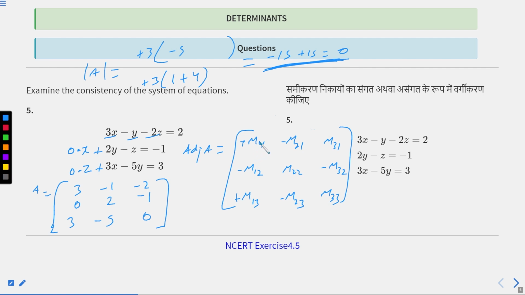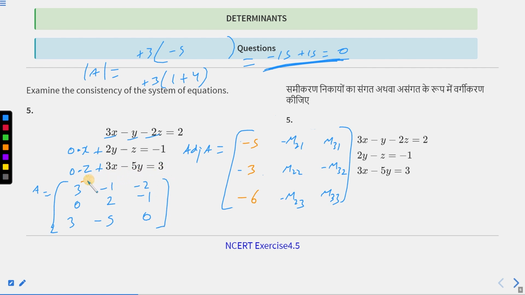Now M11, as you can see, you have to eliminate this one and this one. You will have 0 minus 5, so minus 5. For the first row and second column, this means 0 minus minus 3, which means plus 3. Now first row, third column, this will be minus 6.